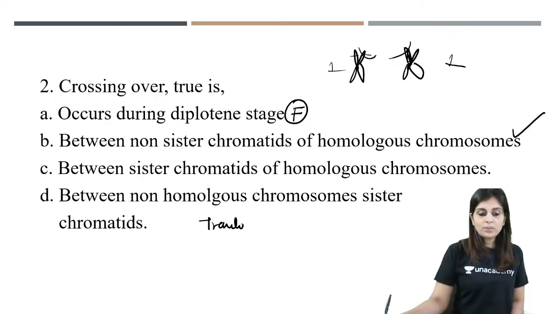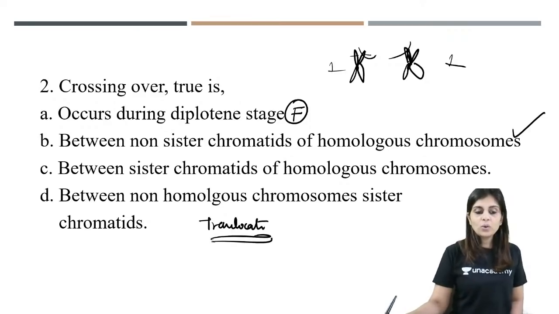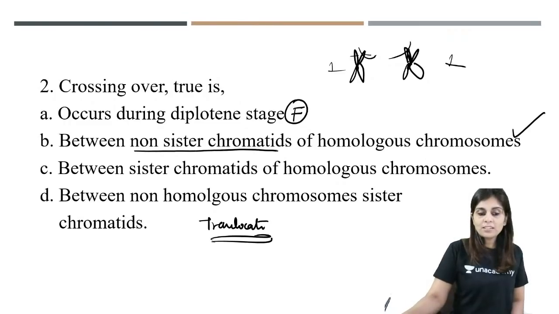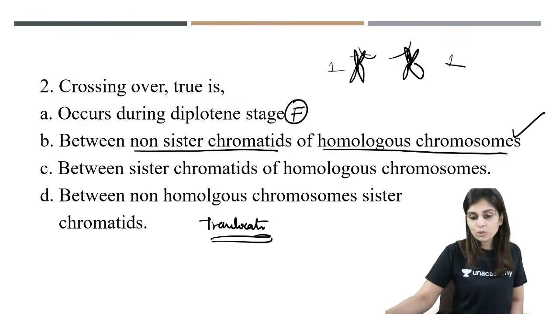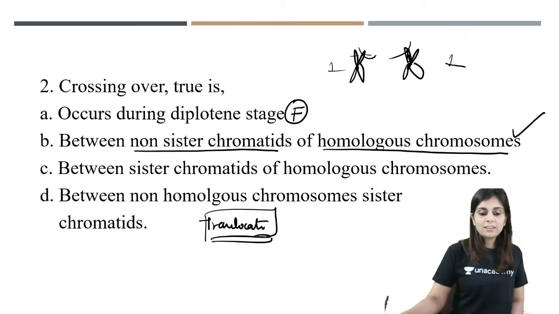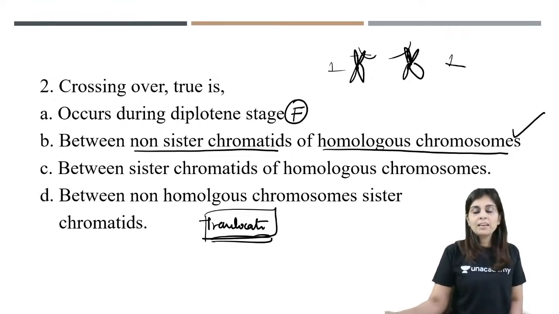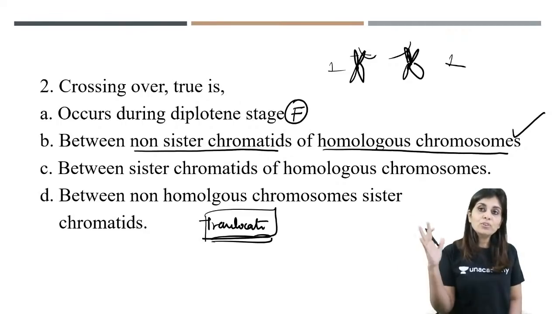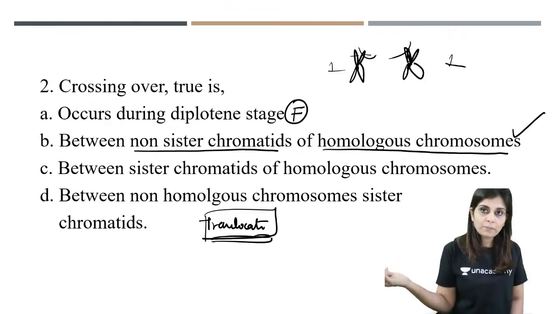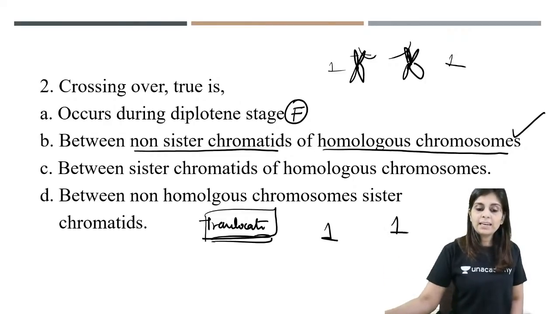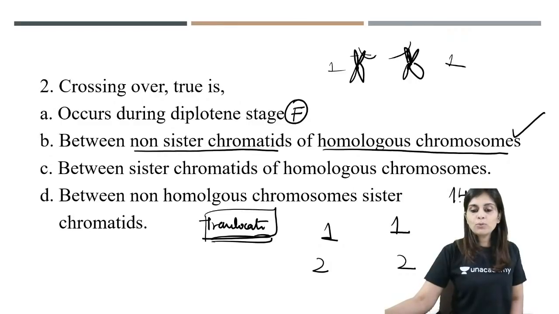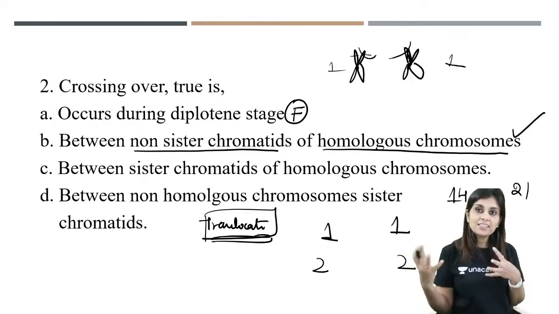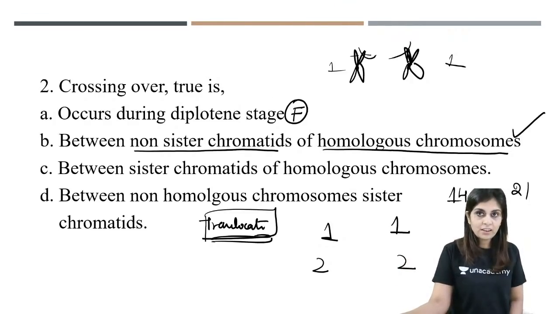Now, what is translocation? You said crossing over is between non-sister chromatids of homologous chromosomes. Translocation is between non-sister chromatids of non-homologous chromosomes. Instead of chromosome 1 getting paired with 1, 2 getting paired with 2, if chromosome 14 gets paired with chromosome 21, and if there is breakage and exchange between them, that's called translocation. Are you clear?